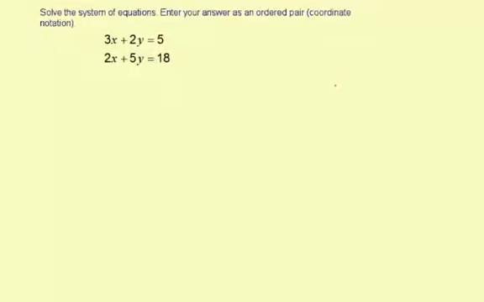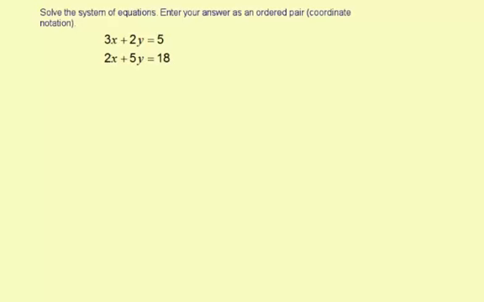Solve the system of equations. Enter your answer as an ordered pair, coordinate notation. So what we want to do is use the elimination method or linear combination method here. And looking at these coefficients, we're going to have to change both of them.